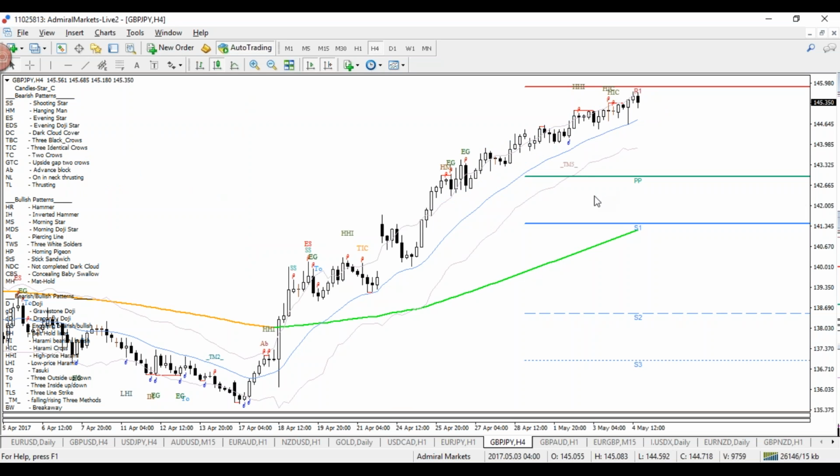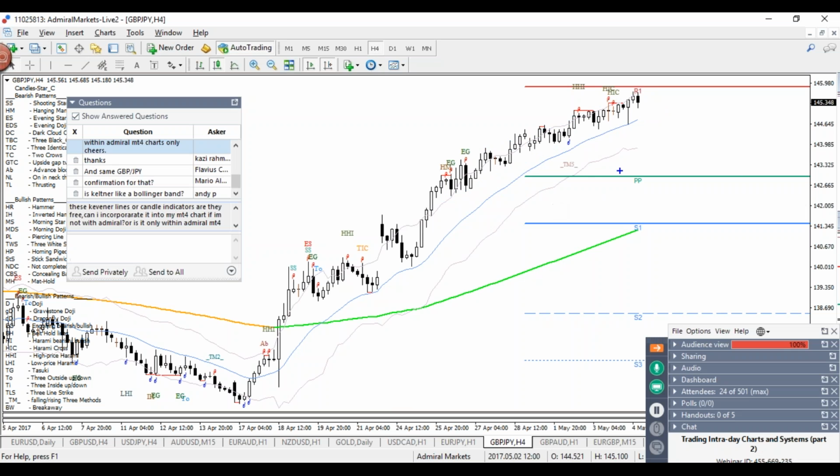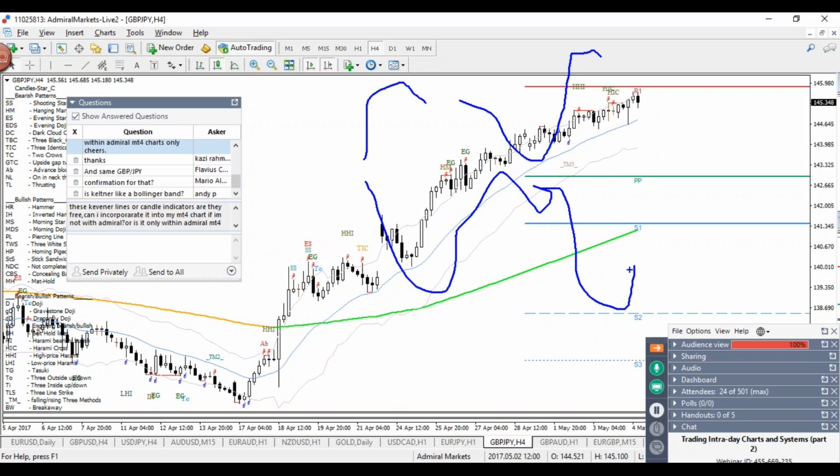Keltner is similar to a Bollinger Band indeed, Andy, but there is some difference in the way it moves. Bollinger Band has the tendency to balloon all of a sudden and then narrow down again and then balloon again. As price makes more volatility, you get these big balloons. Keltner does that less. It does shrink and increase in size, but not as drastically as Bollinger Band.